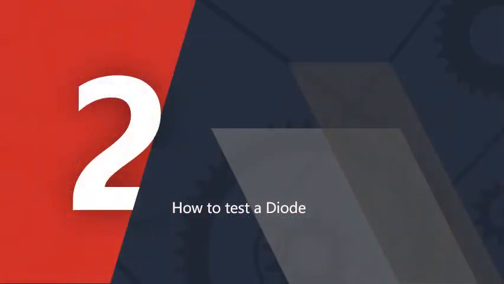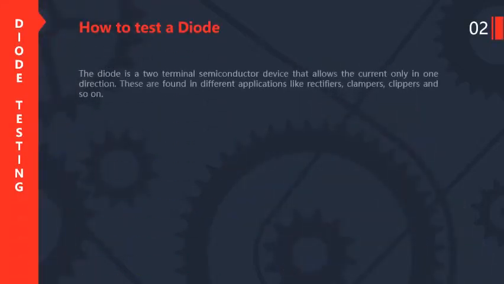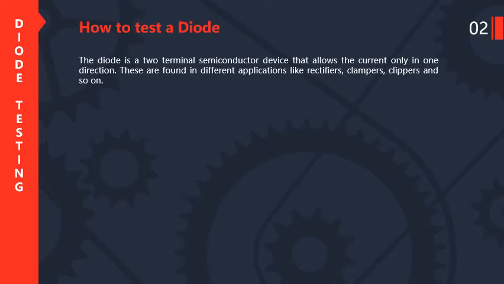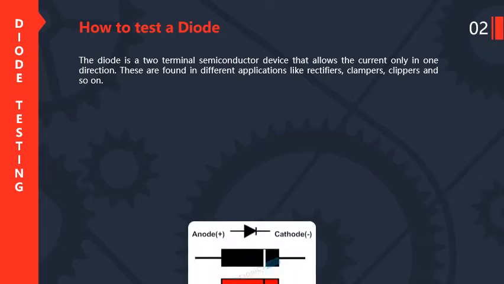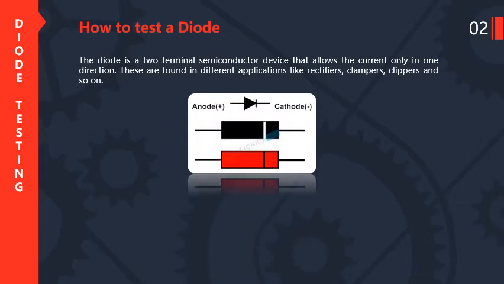Next topic is test. The diode is a two-terminal semiconductor device that allows the current only in one direction. These are found in different applications like rectifiers, clampers, clippers, and so on. This is the symbolic representation of the diode as well as the practical diagram of the diode.